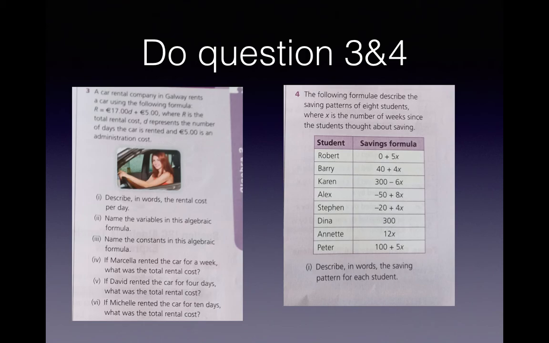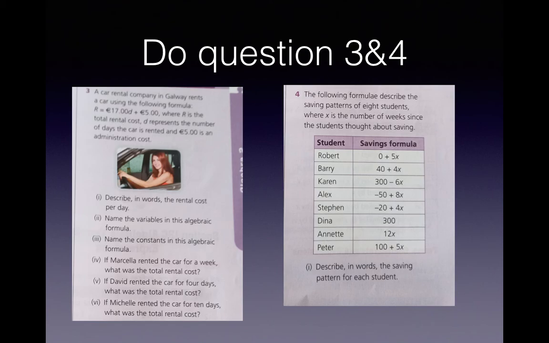Now the number on its own with no x next to it is the amount in the account already. So Robert has a 0 there. That means there's nothing in Robert's account when he starts saving in the first week. Karen has 300 on its own, so that means Karen has 300 in her account at the start when she starts saving. And then Alex and Stephen both owe money. Alex owes €50 at the start, or not Stephanie, Stephen even owes €20 at the start.